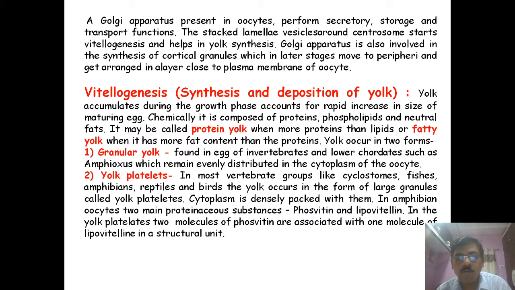In amphibian oocytes, two main proteinaceous substances are found. One is phosvitin and the other is lipovitellin. In the yolk platelets, two molecules of phosvitin are associated with one molecule of lipovitellin in a structural unit.